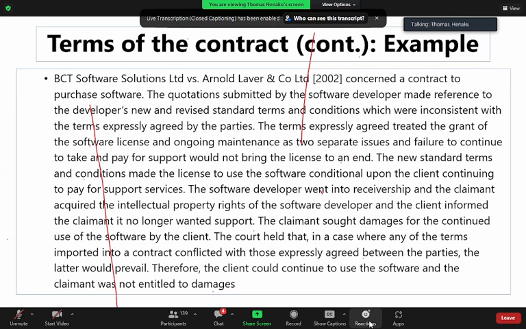You understand? So what this is saying is that the terms that were initially agreed treated your usage of the software and the provision of maintenance services to the software as two different things. It means you can use the software and not add maintenance. Let me use the company so you can understand. Arnold Lever could use the software developed by BCT and not allow BCT to provide them with maintenance services. Another company can provide them with maintenance services for the software. They are not under obligation, so they are continuing use of the software.